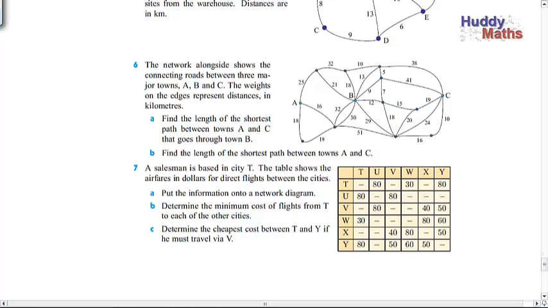Okay, so 7's an interesting one because it's getting very practical now. A salesman is based in one town and has to get to the other towns in the most economical way in airfares this time. So you need a network diagram. So this is starting a problem right from the beginning. This is a good use of network analysis now. So pause it. I'm going to show you the solutions now.